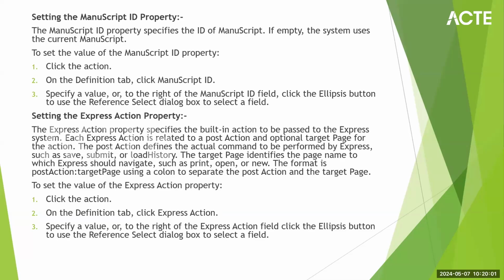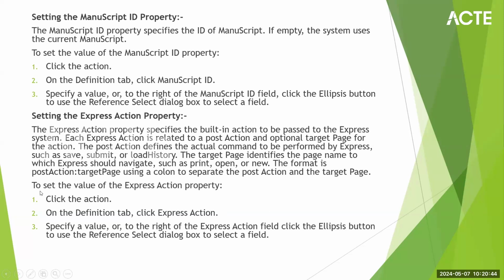Express actions are buttons where, while you are creating a policy, you can see save, submit, load history, print, open, new. These are some of the buttons which are called express actions. Like saving the manuscript or saving the policy, or submitting the policy, or loading the history of that particular policy which you have created, or printing, or opening, or creating a new policy. So these kinds of actions are called express action properties.